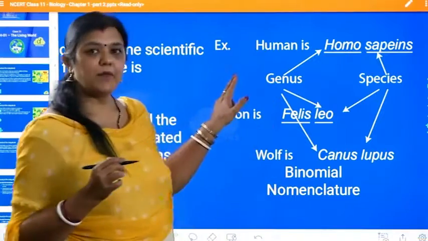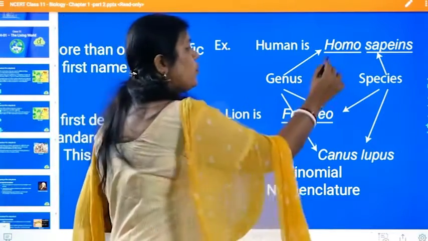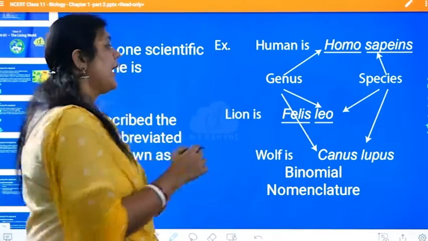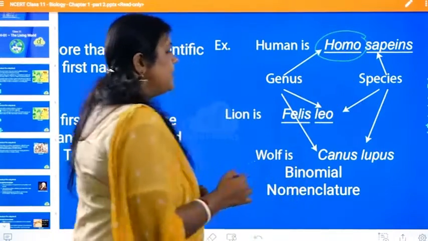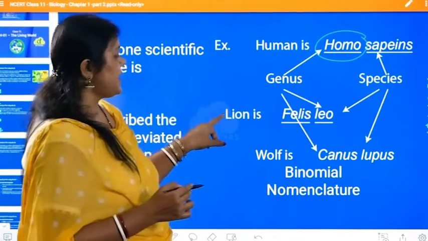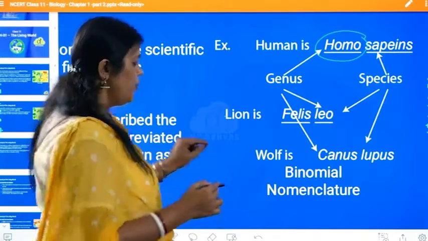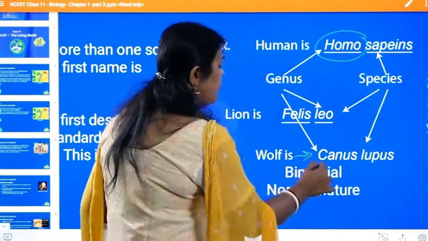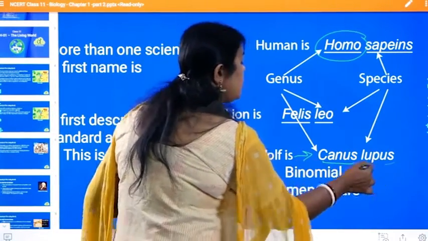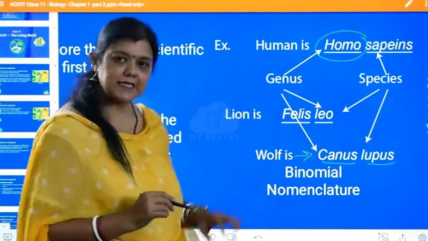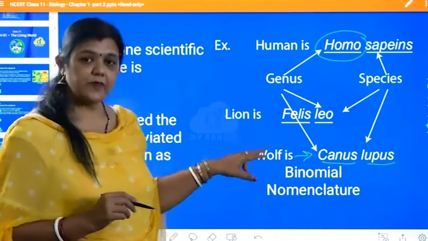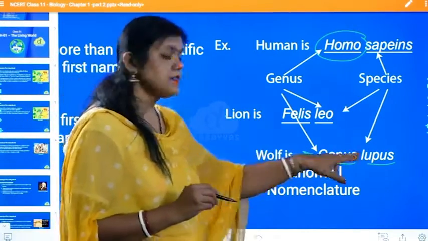Okay. The example, human: the scientific name is Homo sapiens, and the genus name over here is Homo. Similarly, we have the scientific name of wolf. The scientific name of wolf is called Canis lupus. In this case, I need not underline it separately because it is already in italics. So the scientific name of wolf is Canis lupus.